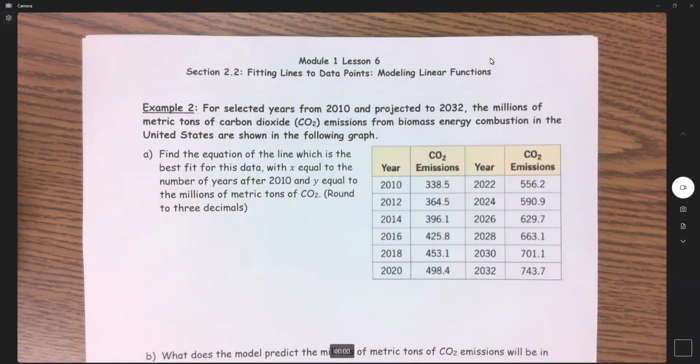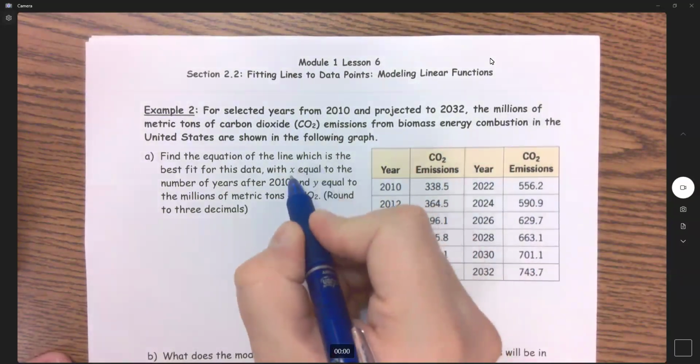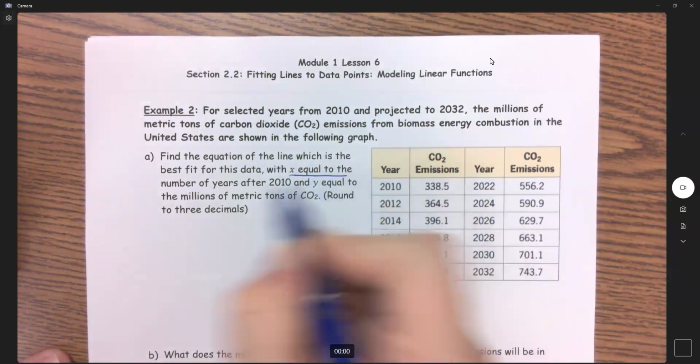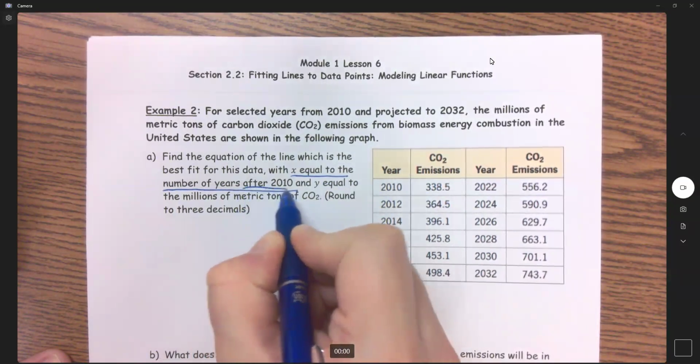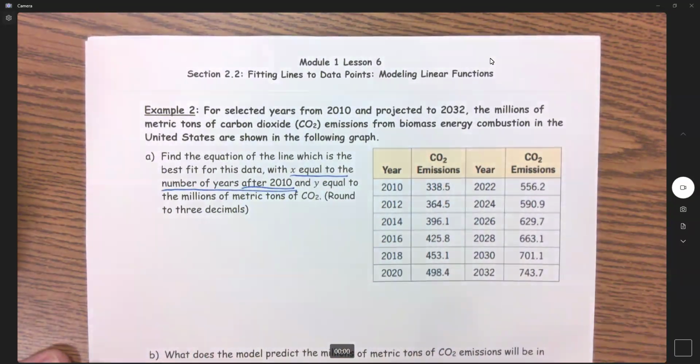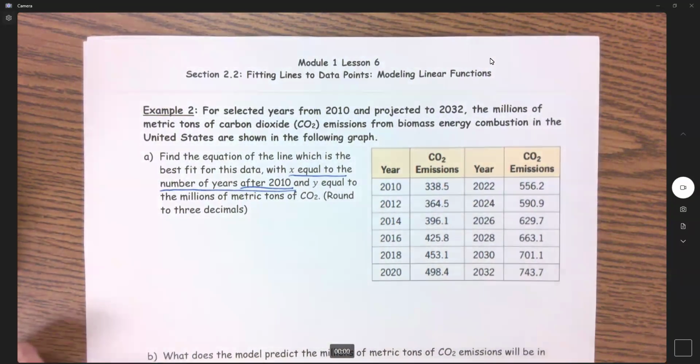Part A, find the equation of the line, which is the best fit of this data with X equal to the number of years after 2010 and Y equal to the millions of metric tons of CO2. We're going to round to 3 decimal places.